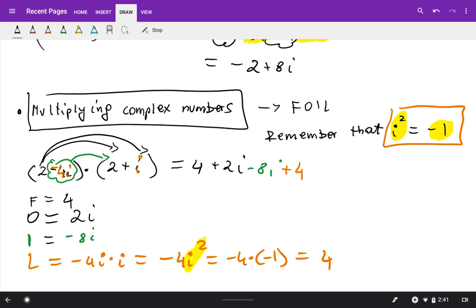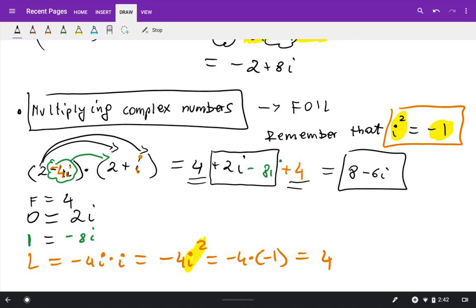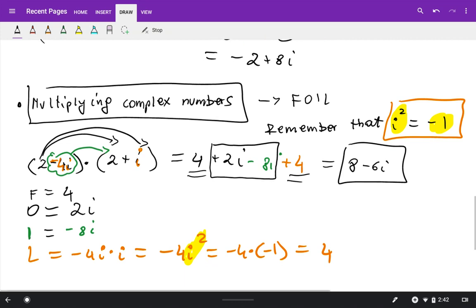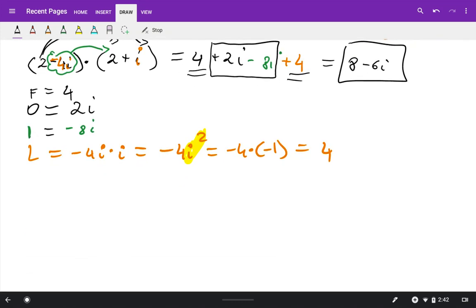And now I'm just going to simplify, combine like terms. So 4 plus 4 will give me 8. And 2i minus 8i will give you negative 6i. Okay, and that's our final solution. So you're just going to FOIL. I think this is fine, how to FOIL. You guys can practice a little more on homework.